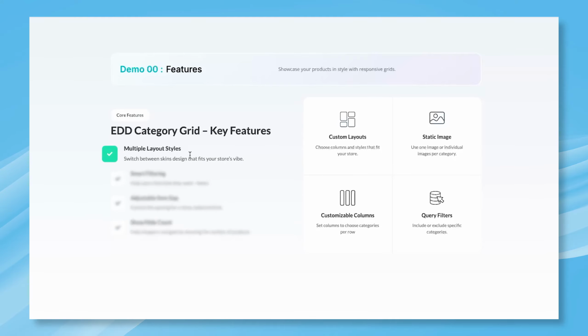Today, we're exploring the EDD Category Grid, a powerful third-party widget. It lets you display your easy digital downloads categories in a clean, responsive grid. Perfect for digital stores, it enhances navigation, showcases products, and boosts engagement. Easily customize layouts, images, and styles to match your website. Ready to dive in? Let's get started.